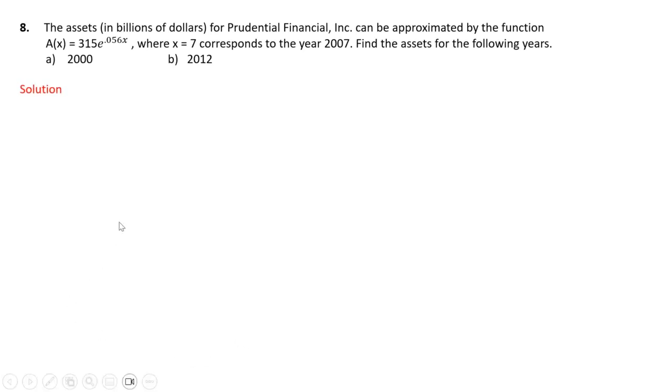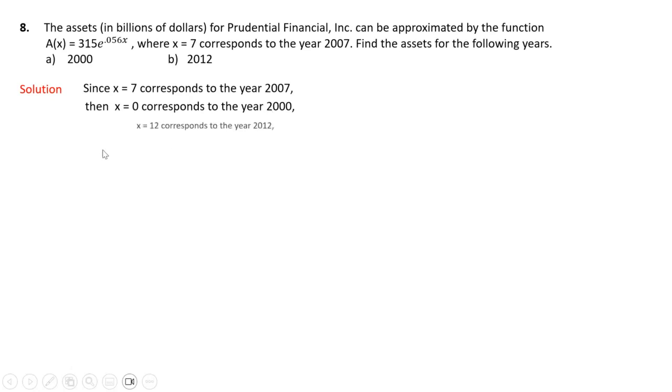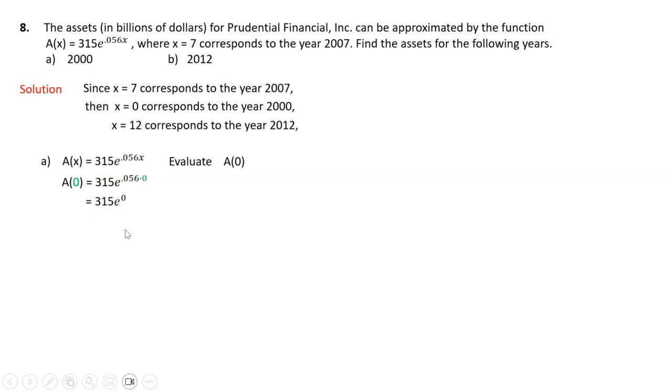For the year 2000, we can evaluate at A of 0. Right, x equals 0 corresponds to year 2000, so we're going to evaluate A of 0. And for the B part, we can evaluate at A of 12. So for the A part, all we do is plug in 0 for the x's. This will give us 315 e to the 0 power, which is 1. 315 times 1 will give us 315. The answer is in billions of dollars, so it will be $315 billion.